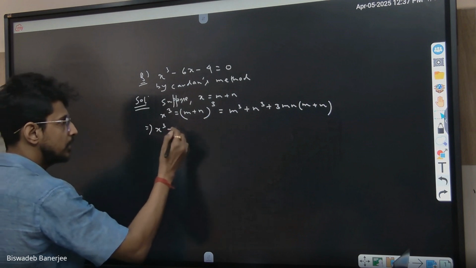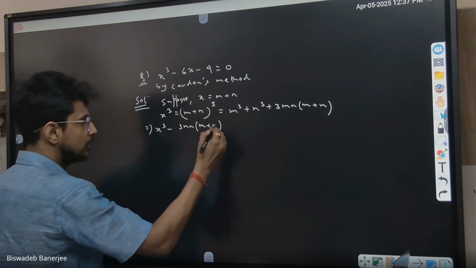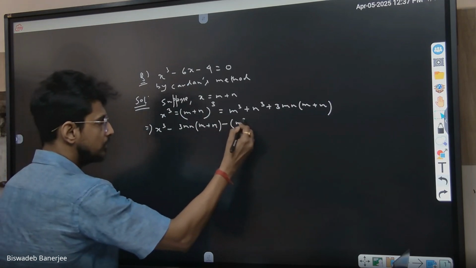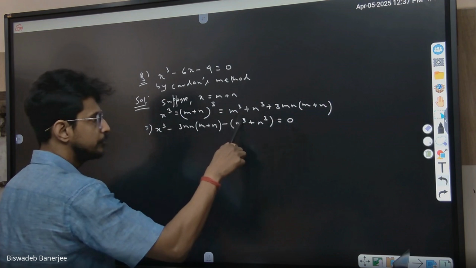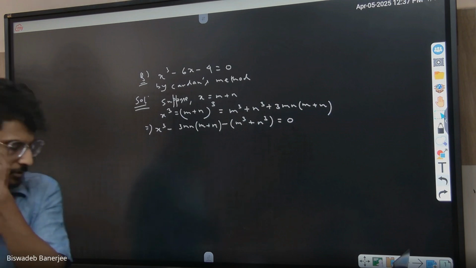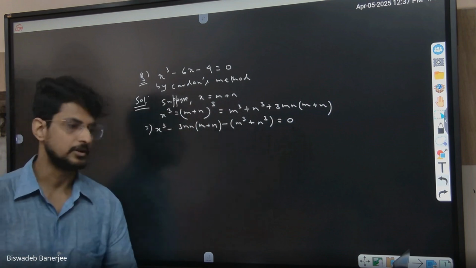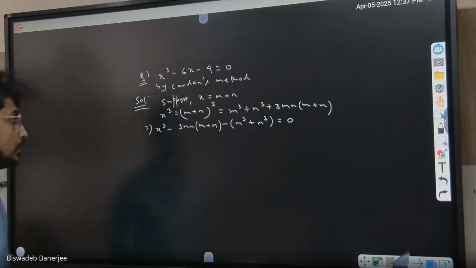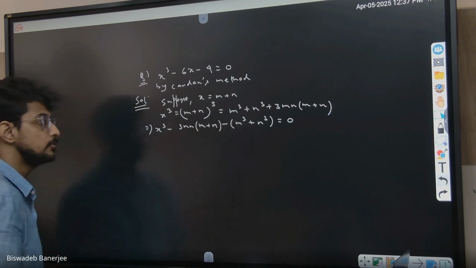x cube minus 3mn into m plus n minus m cube plus n cube equal to 0. Proceed to solve this question like the previous question. So we are taking all these factors to the left hand side: x cube minus 3mn into m plus n minus m cube plus n cube equal to 0.